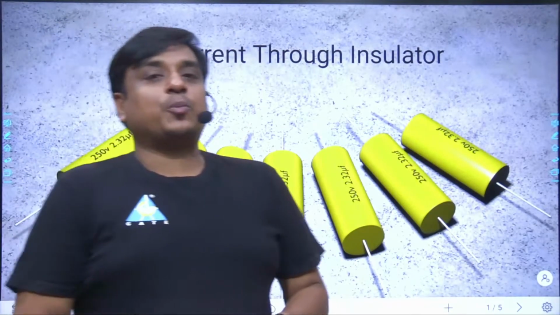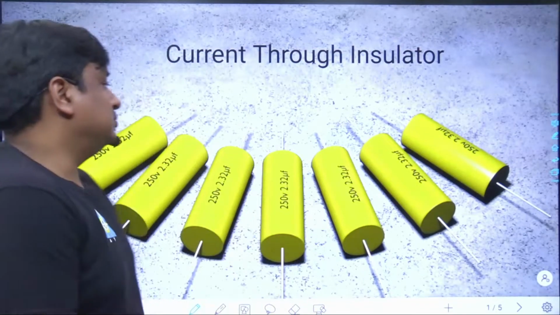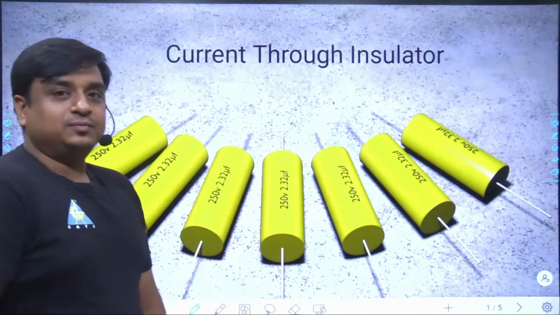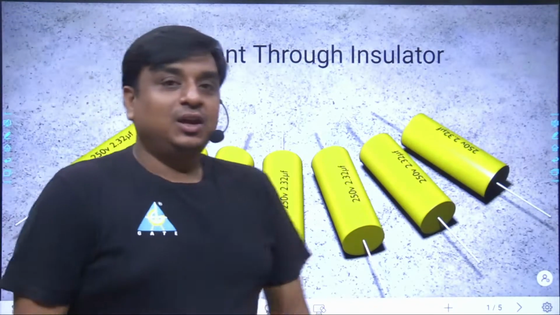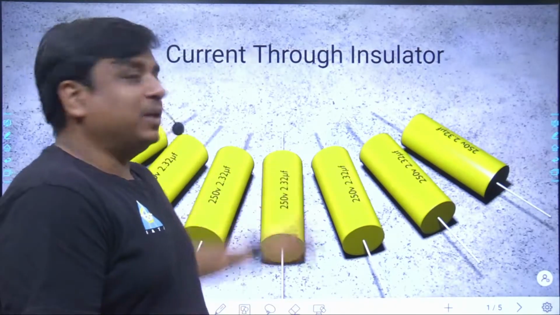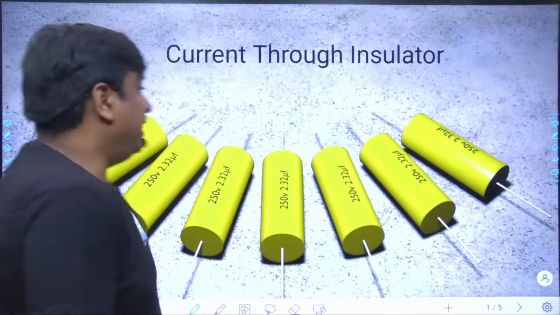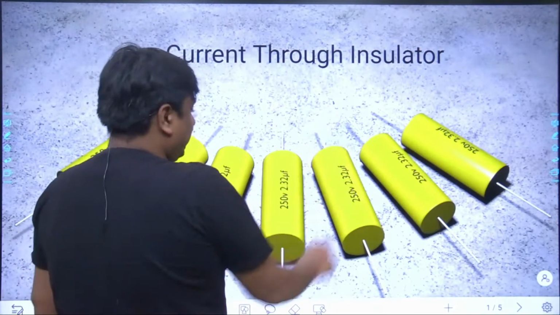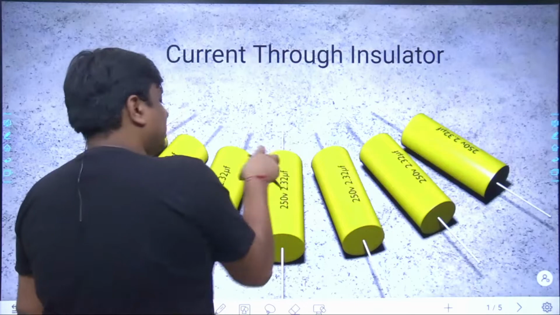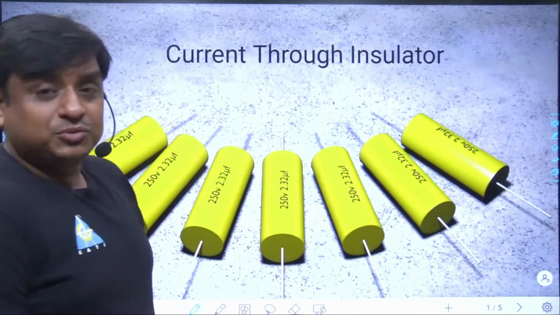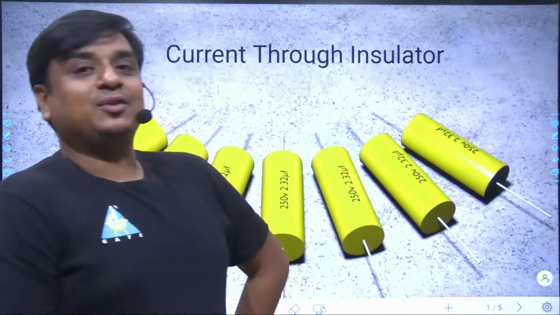In today's thought-provoking video, I am going to discuss the current across the capacitor. As you are well aware, the capacitor is filled with a dielectric material, and the dielectric material is a kind of insulator. If you apply an external voltage between these two terminals, which are filled with the insulator, there should not be any current. The IC current should be zero.